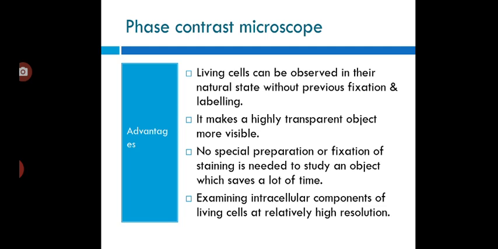Next is examining intracellular components of living cells at relatively high resolution. So all those intracellular components of a cell can also be viewed or observed under this phase contrast microscope with high resolution. So these are the advantages of the phase contrast microscope.